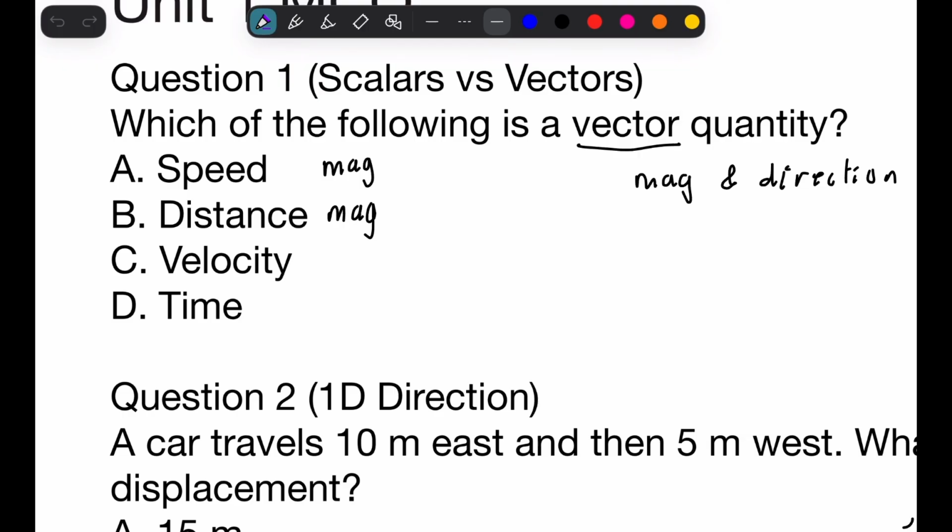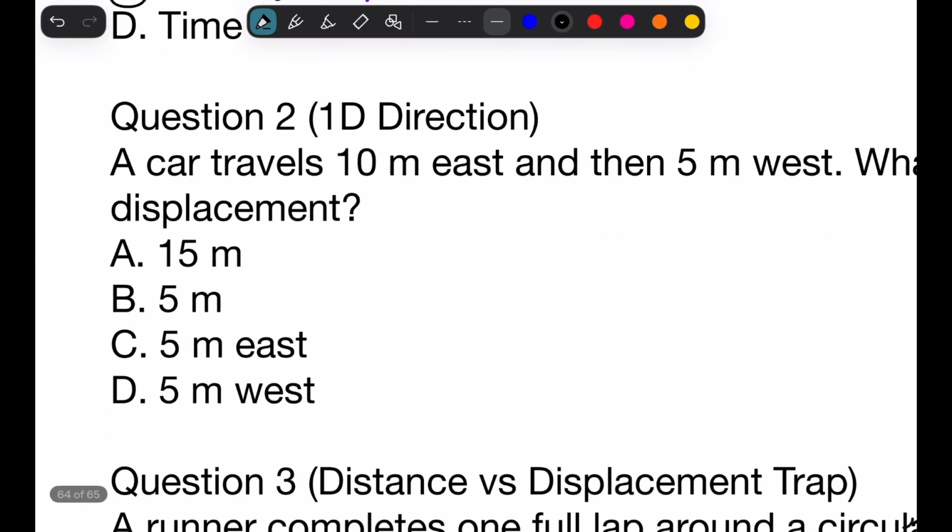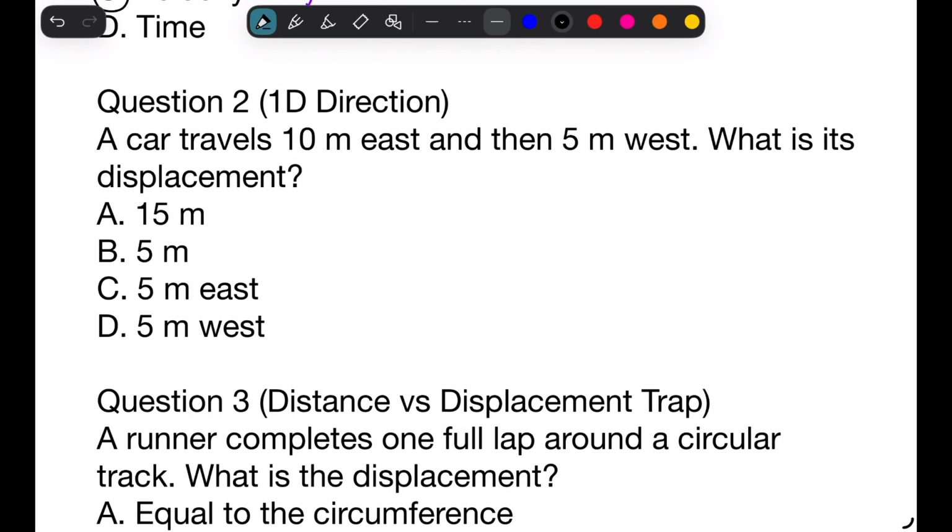What about velocity? Well, when you have velocity, you're measuring a magnitude, how large of a speed that this is, but you're also measuring what direction that you are traveling. So this is why velocity is going to be a vector. Now, time is a scalar, again, because it has only magnitude. It's a measure of what something is, what time it is, how many hours past 2 o'clock, but it doesn't tell you the direction. So what about a car travels 10 meters east and then 5 meters to the west?